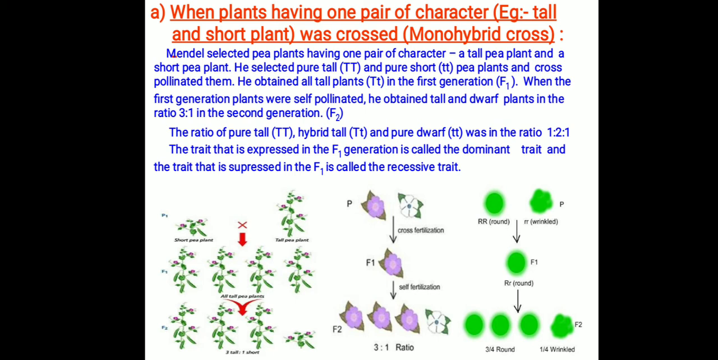Again, if we repeat the work with wrinkled and round seed, in the first filial generation all were round because round was the dominant character. Whereas in the second filial generation, F2 generation, when selfing of the F1 was done, it came out to be 3/4 round and 1/4 wrinkled. That again means 3:1. So what outcome was there because of this experiment of Mendel? He said that only the dominant gene will express itself irrespective of the recessive gene. The dominant gene, if present in heterozygous condition, will express.